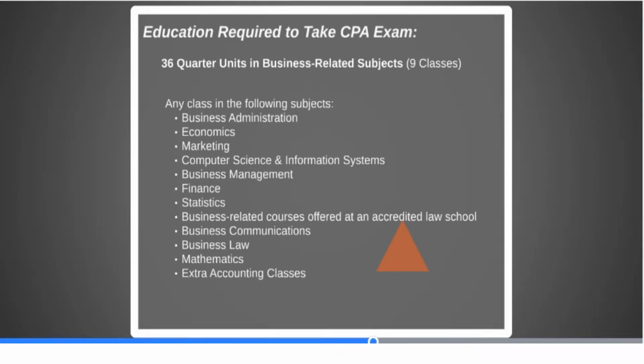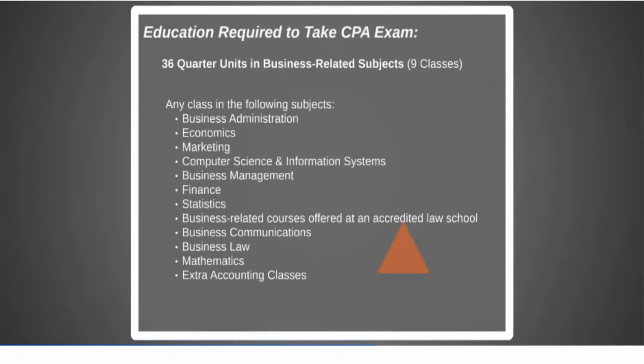Then, moving on to the business-related subjects. The business-related subjects are basically classes that are taken within the subjects below, meaning business administration, econ, marketing, computer science, business management, finance, statistics, etc. The easiest way for you to complete these business-related subjects is by completing a business-related major. That includes econ, that includes computer science, and that includes statistics and math.